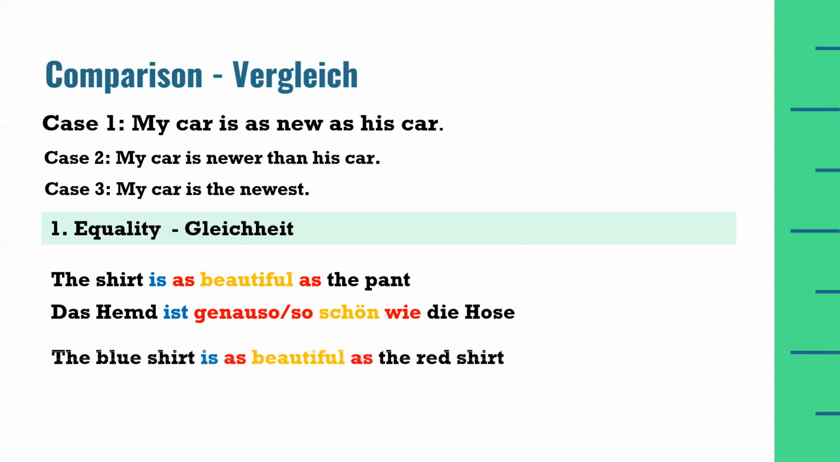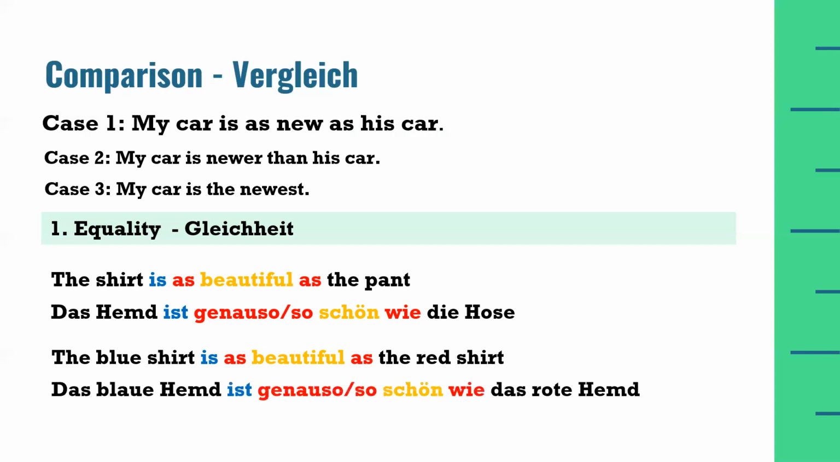Now let's modify this example and add some adjectives and see how it will look. The blue shirt is as beautiful as the red shirt. Now we are comparing two shirts. One has a blue color and the other has a red color. And we are comparing the beauty, and the blue shirt is as beautiful as the red shirt. How can we say it in German? "Das blaue Hemd ist genauso schön wie das rote Hemd." Or we can also say "das blaue Hemd ist so schön wie das rote Hemd."